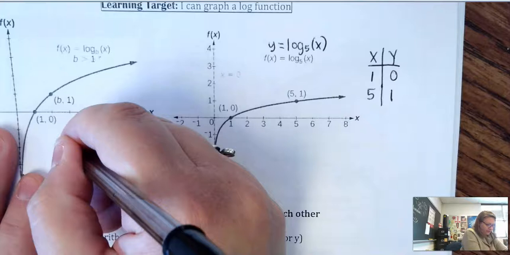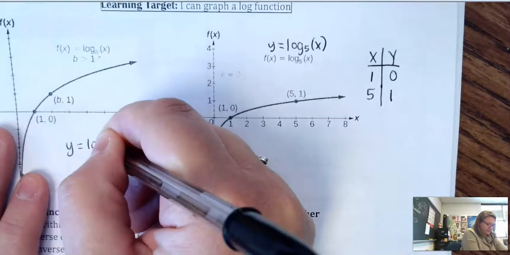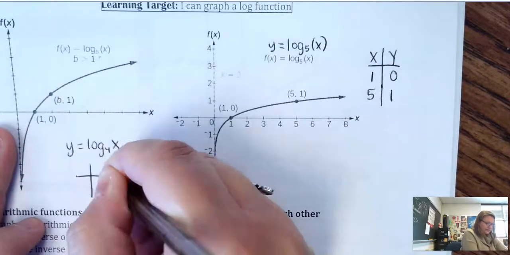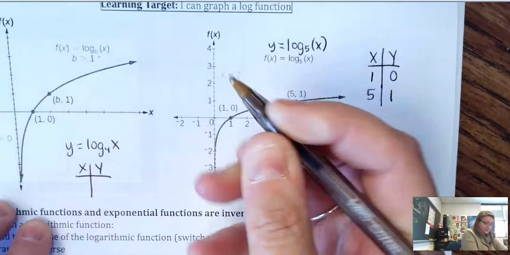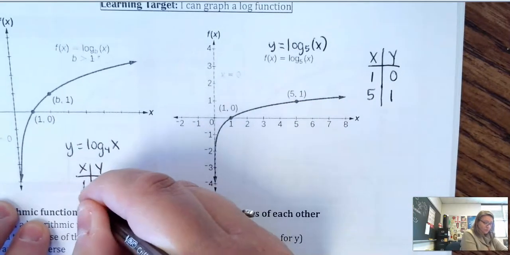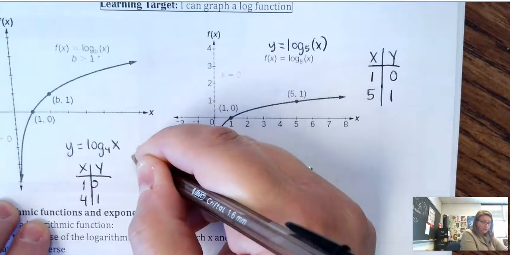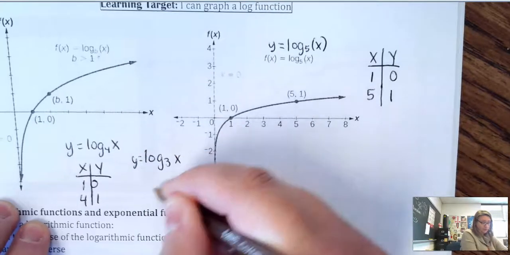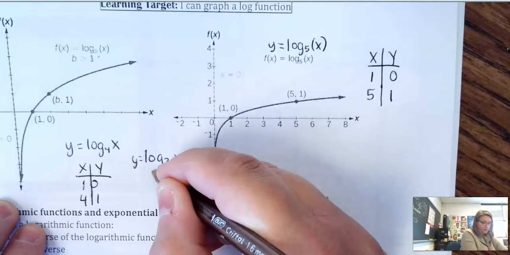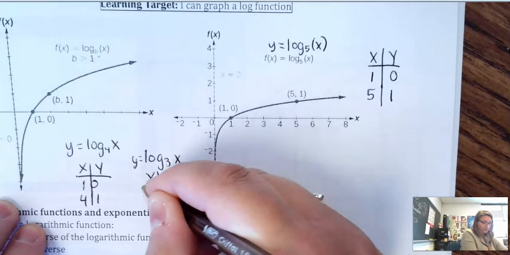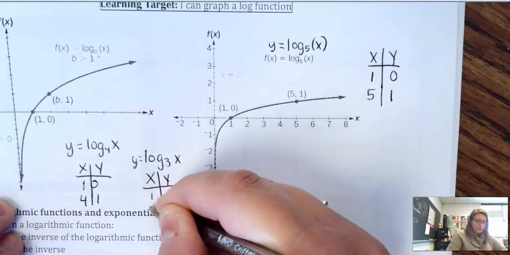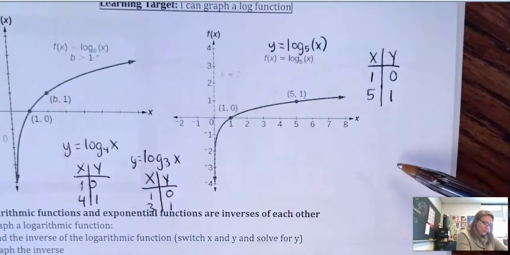Just in general, let me write this over here real quick. Let's say we had the log base 4 of x. That would mean the points I would have would be 1, 0, and then 4, 1. If we had the log base 3 of x, which we're going to do underneath here, I would automatically know I'm going to have the points 1, 0, and 3, 1. And let me explain why that works.